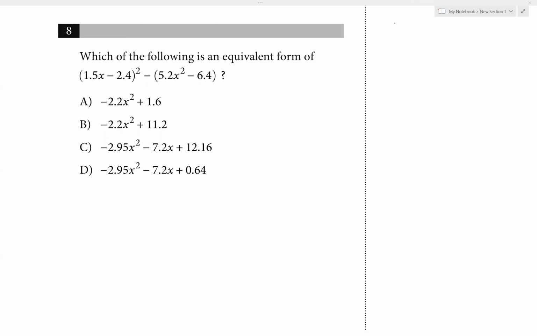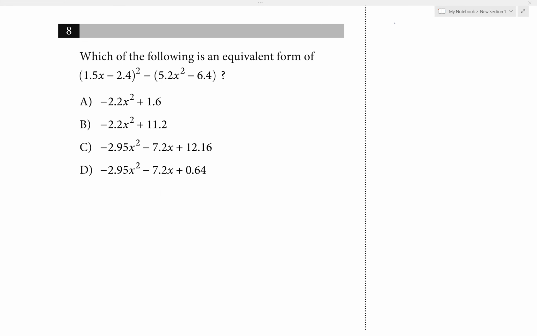Okay, question 8. Which of the following is an equivalent form of (1.5x minus 2.4) squared minus (5.2x squared minus 6.4), and that in parentheses. Okay, so it seems like for this question, we want to simplify, right? And then try to see which one is equivalent.